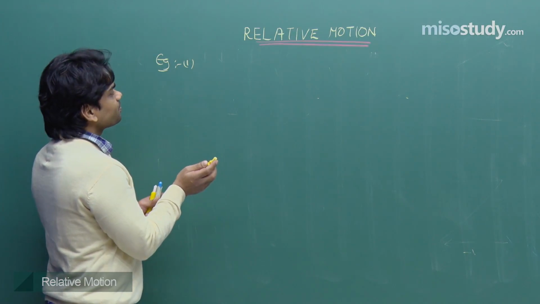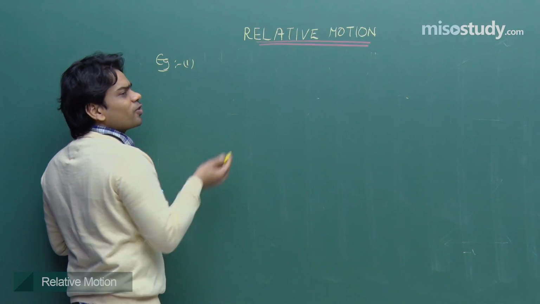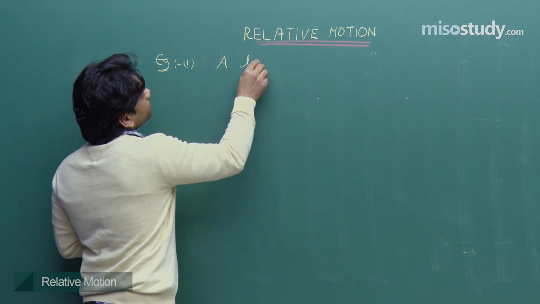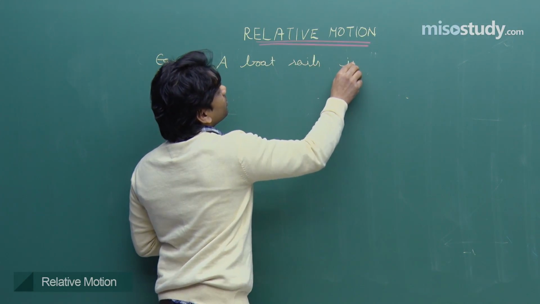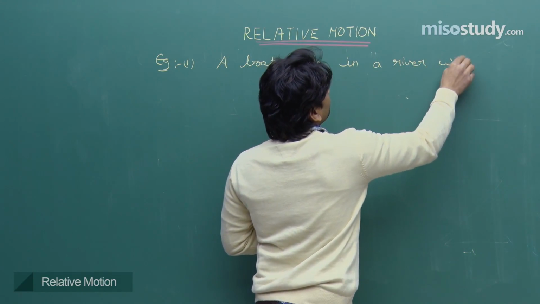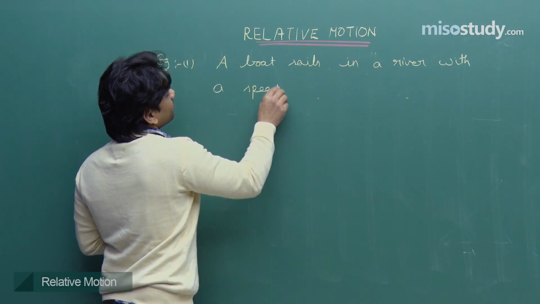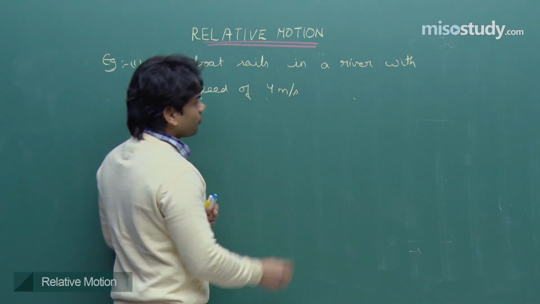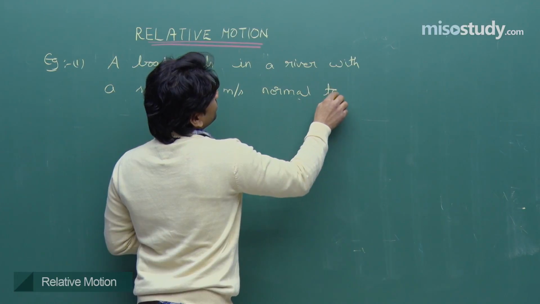First one, let us say a river is provided and the width of the river is 400 meters. So let us say a boat sails in a river with a speed of 4 meters per second, normal to the flow of the river. This is given.